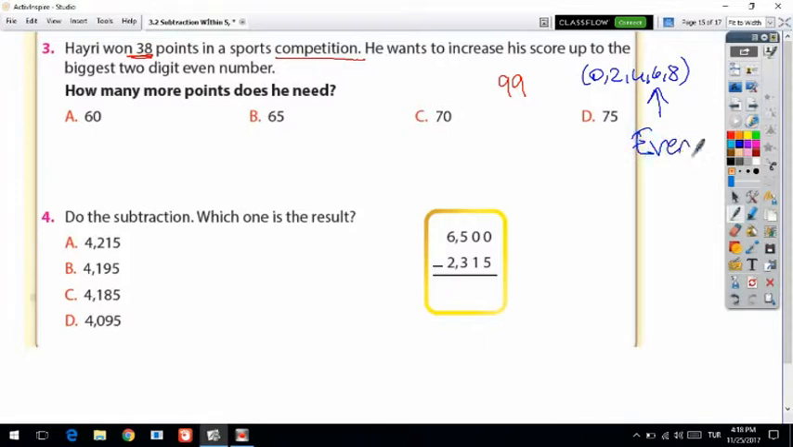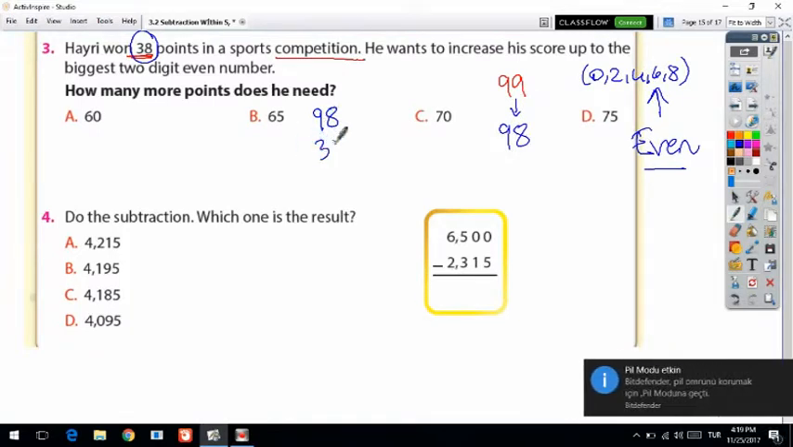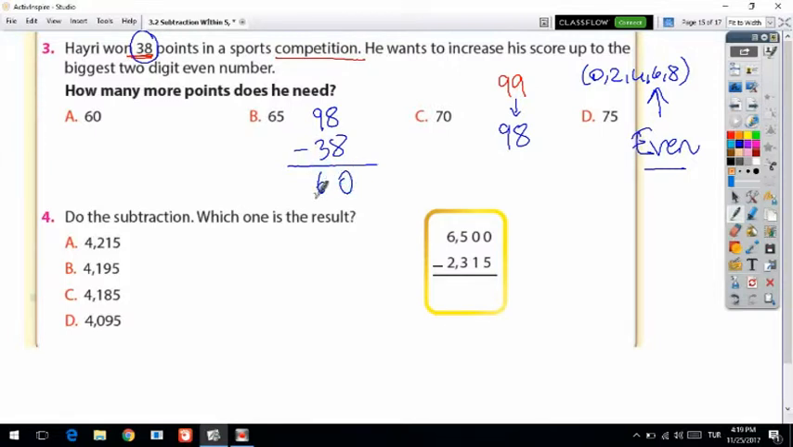They show even. So what number smaller than 99 is the biggest even number? 98. Now listen to me. He wants to increase his score up to 98, but Hayri won 38 points. So how many more points does he need? First of all, subtract them, 98 minus 38. 8 minus 8 is equal to 0, then 9 minus 3 is equal to 6. Your answer is 60.